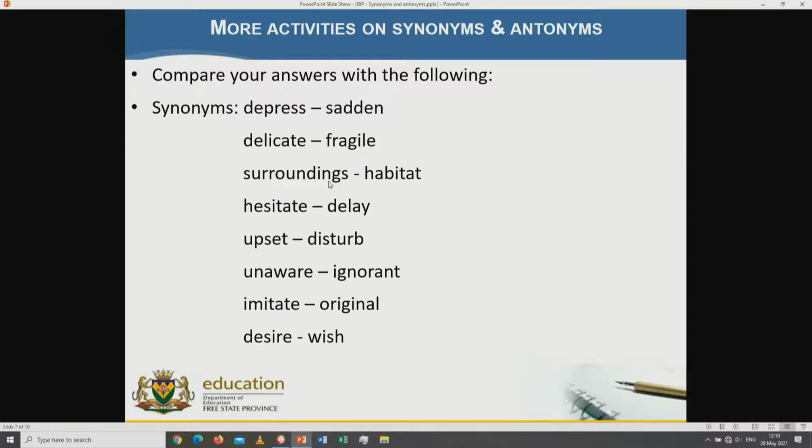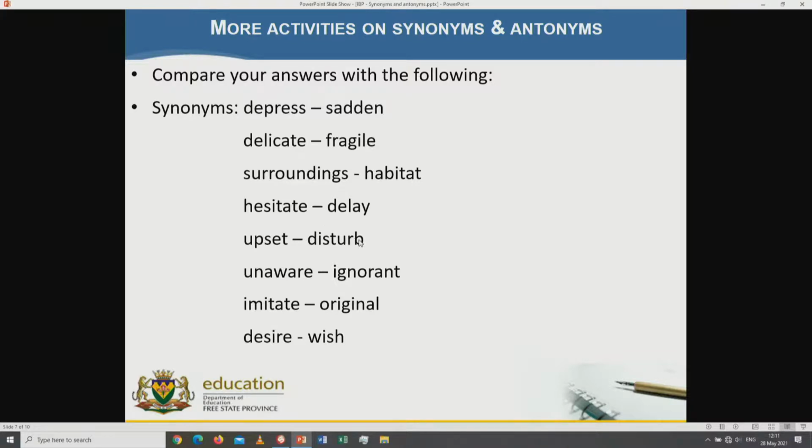And then we say the habitat or the surroundings, which is a place where somebody or people or animals live. For instance, if you take a fish, its surrounding is water. It lives in water, which means water is its habitat. You hesitate to do something, you delay, or you procrastinate. You are upset if you are disturbed by something. So these words, you've got to be able to use them in sentences.